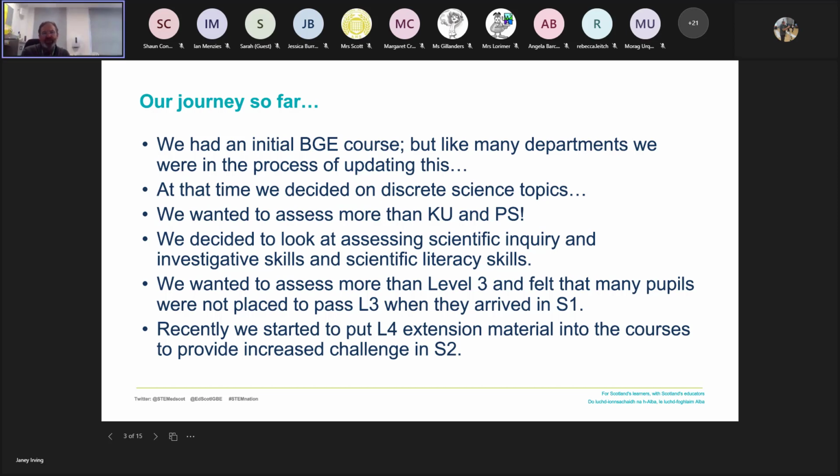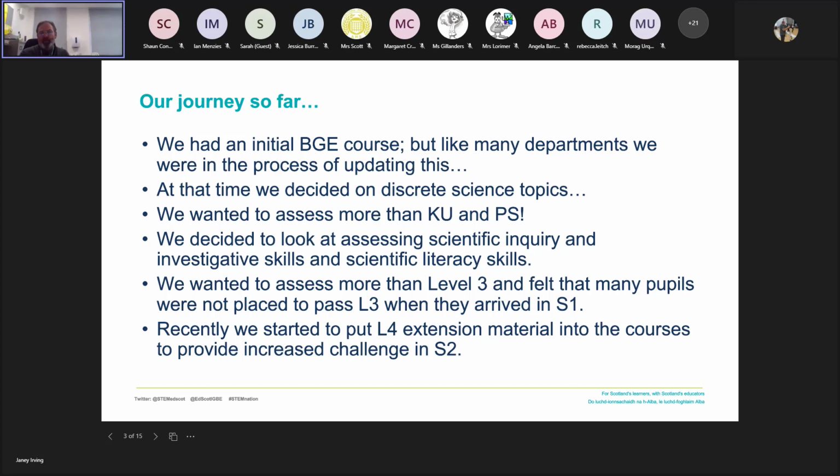And we wanted more than just knowledge and understanding. So we wanted to put something in place that we could then help our students progress through the science courses. So we wanted to have something with some scaffolding in there, so that we could help them to build up to become better scientists.